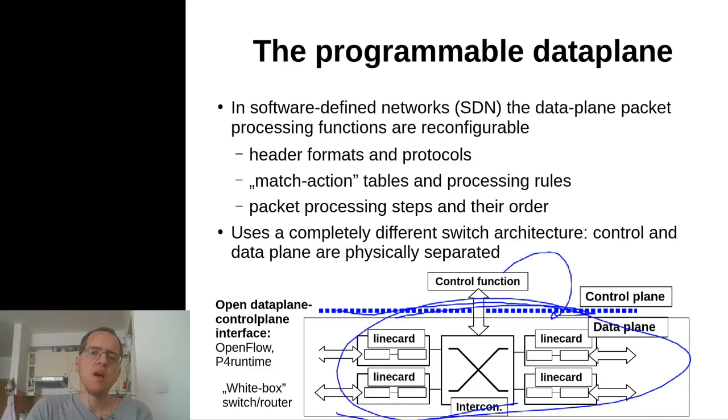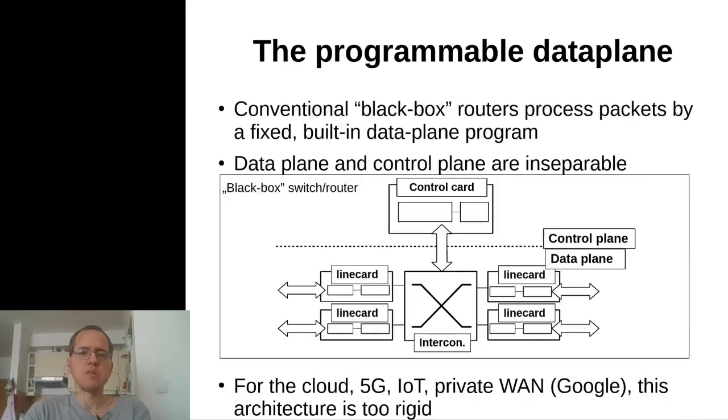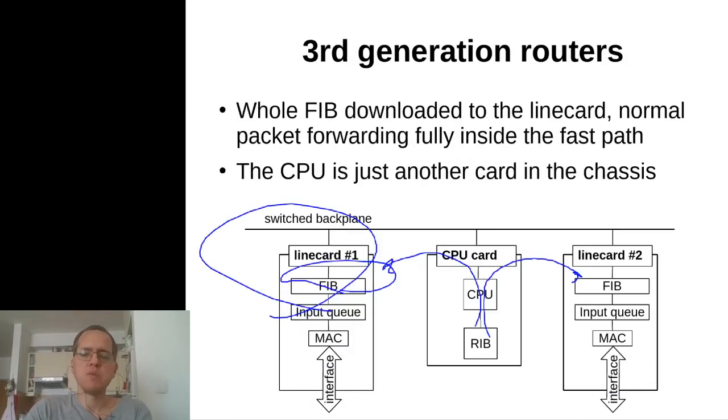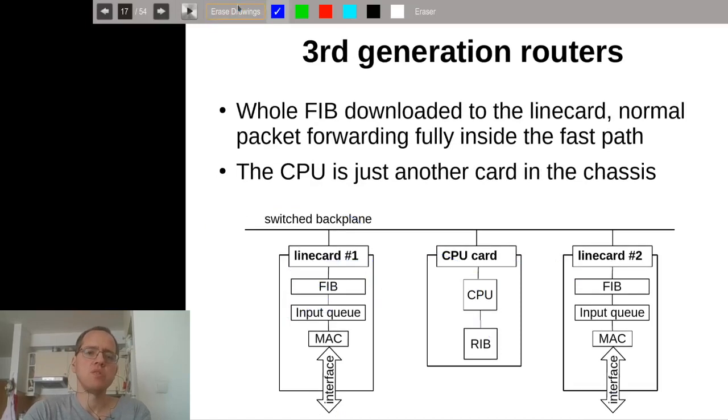So the programmable data plane and software-defined networking seems to be the future in router design, and we are now witnessing a large-scale movement from a couple of providers like 5G provider networks and cloud and IoT providers to move to these programmable data plane designs. But still, at the moment, most of the routers that we see out there, these high-performance routers, follow this third generation design.